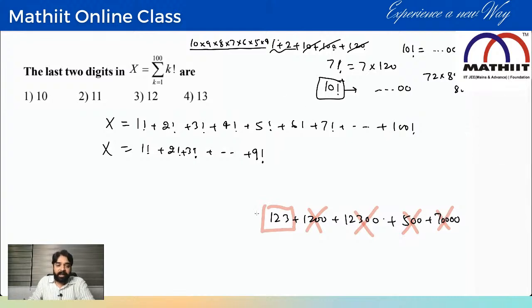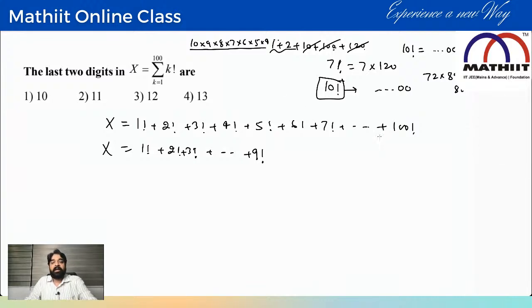Same thing. In this case, what's happening? 10 factorial has last two digits 0, 0. So 11 factorial also will 100% have last two digits 0, 0, because 11 factorial is nothing but 11 into 10 factorial. Similarly, every number after 10 factorial will have double zero at the end. So I can ignore those. I can keep only this much. And you can check manually what is going to happen.